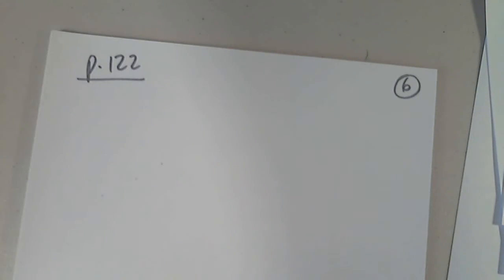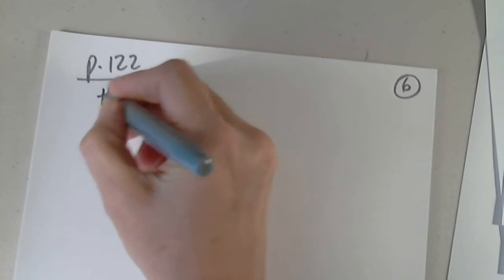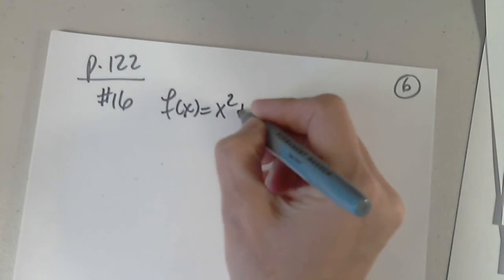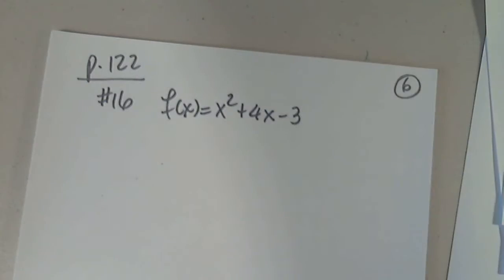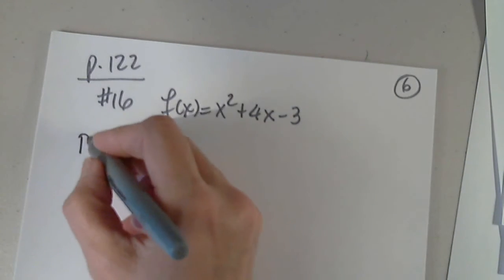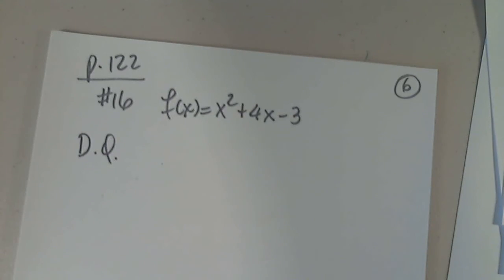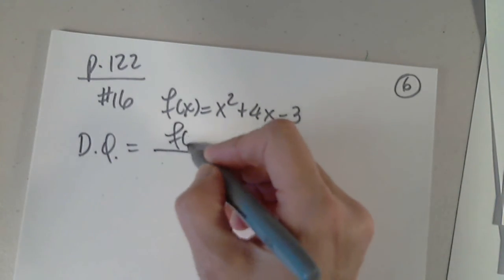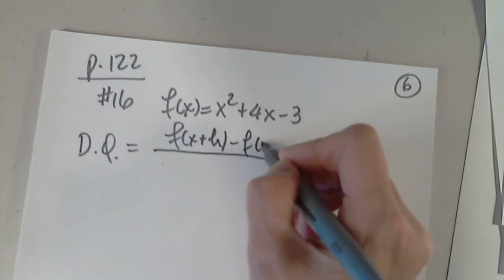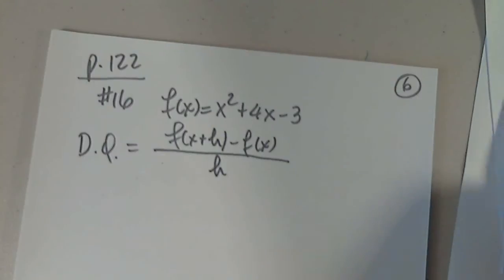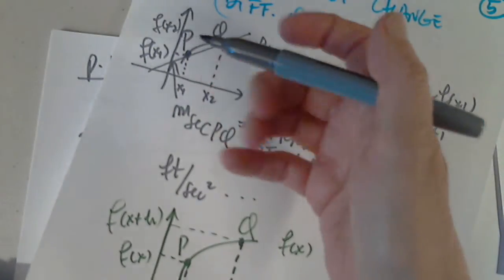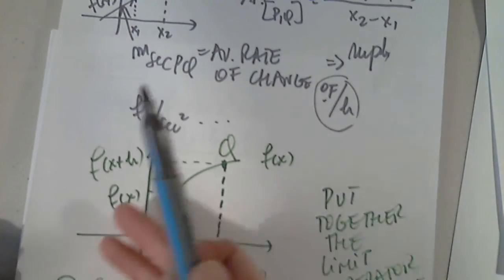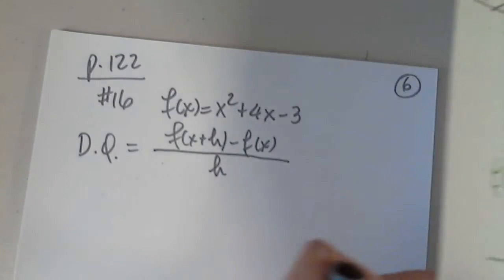Let's say 16. You'll choose the next, please, if you'd like. So we have f of x equals x squared plus 4x minus 3, and we are asked to find the difference quotient. You have to remember the difference quotient moving forward as being f of x plus h minus f of x, divided by h. Keep in mind it's identical, it's just the notation is different. Instead of x1 and x2, I have x and x plus h. Everything is the same other than that.